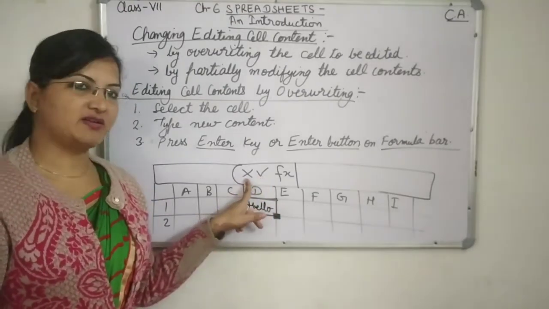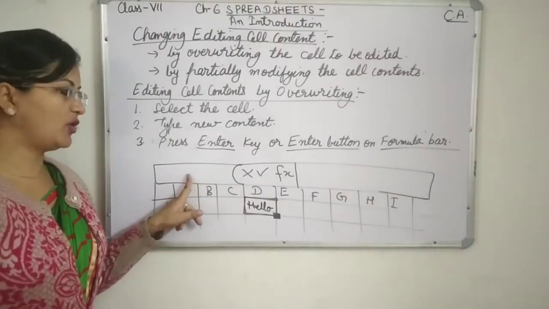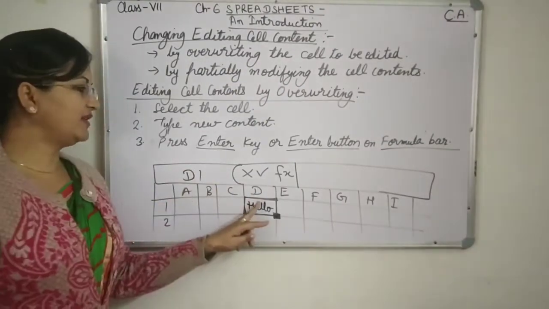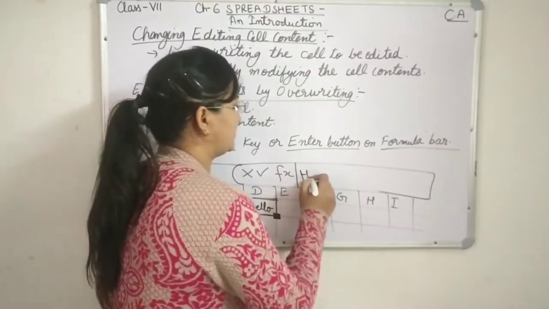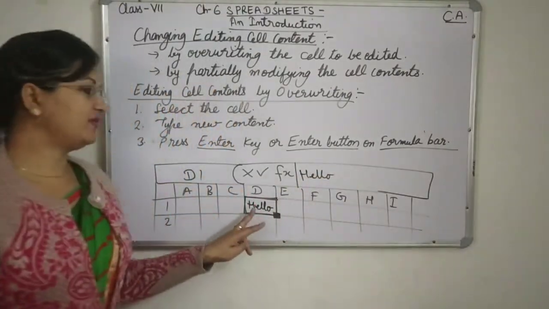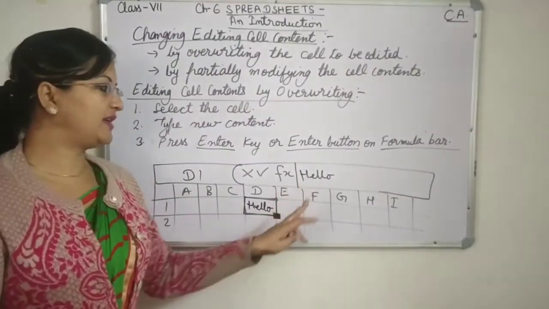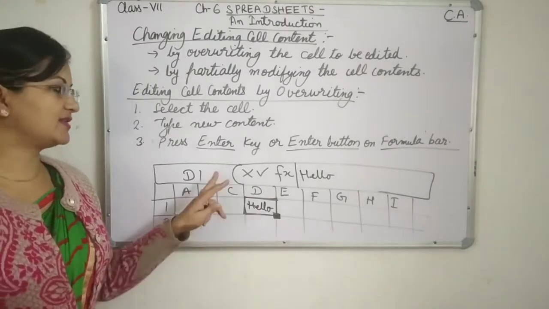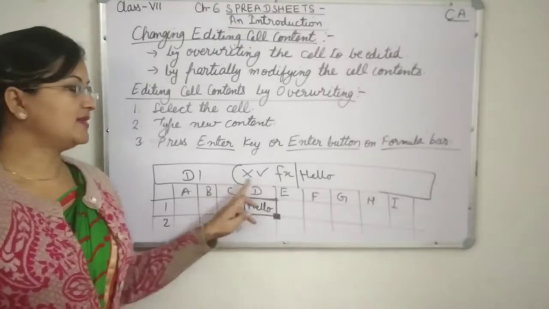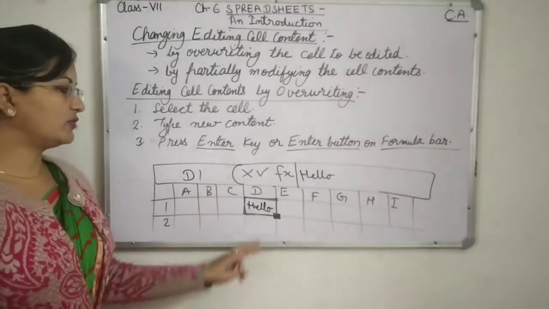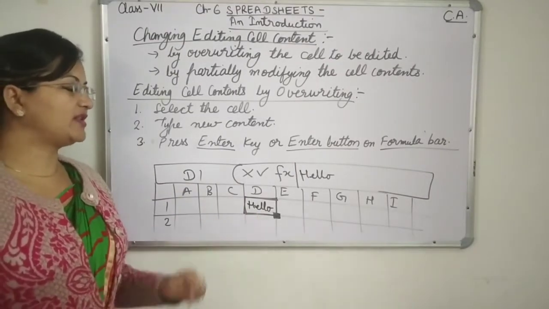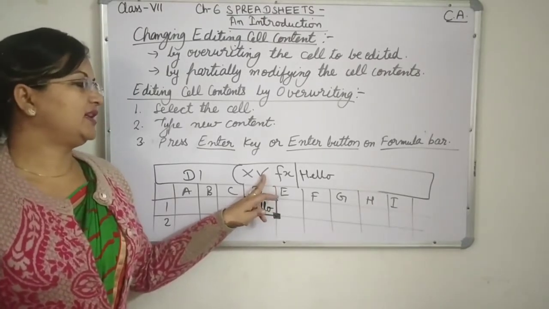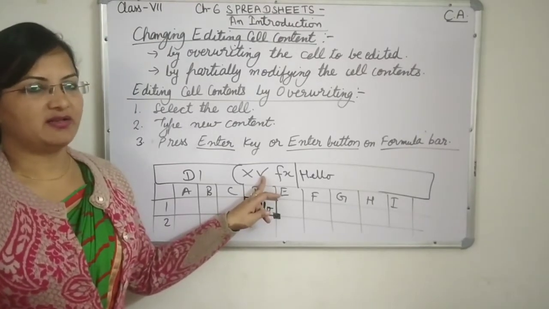This is the cancel button. This is the address bar, the name box. As D1 is selected, D1 will be written here. Whatever is written here, hello, will be displayed in the formula bar. So whatever cell is selected, its content will be displayed here, and the address of the selected cell will be displayed in the name box. This is the address bar, also known as the name box. This is the formula bar. So if you have to overwrite, select the cell, type the new words, and then click on the enter key or the enter button near the formula bar.